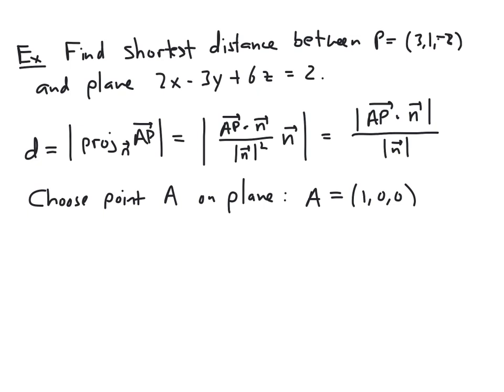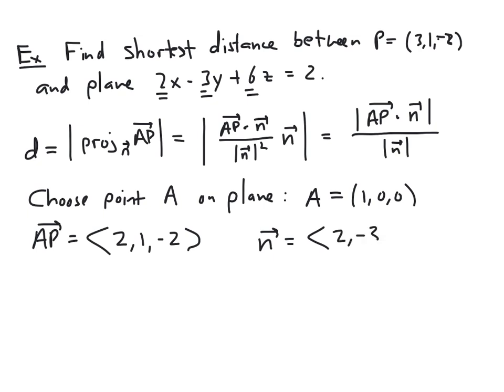And so once I do that, the rest of this is just vector algebra. So I need to compute the vector AP. Right? So we have 3 minus 1 is 2, 1 minus 0 is 1, negative 2 minus 0 is negative 2. So AP is the vector (2, 1, -2). I also need to know the vector n, the normal vector for my plane. But remember that we can just read it off from the coefficients of the equation of the plane. So that's (2, -3, 6). I then need the dot product of these.